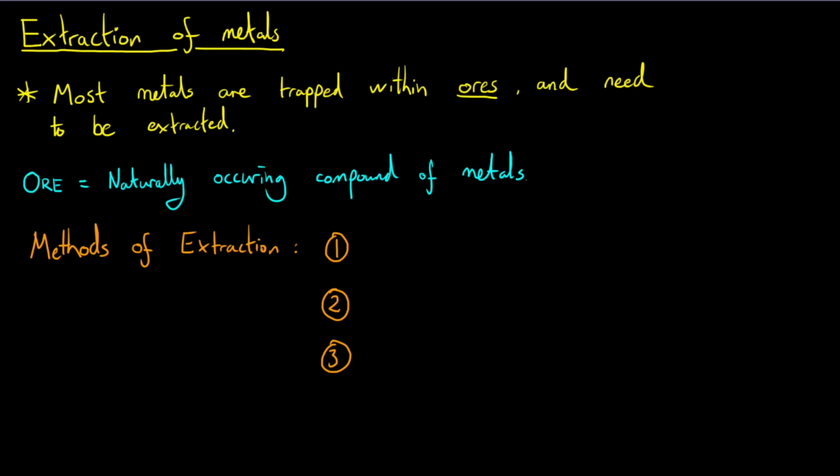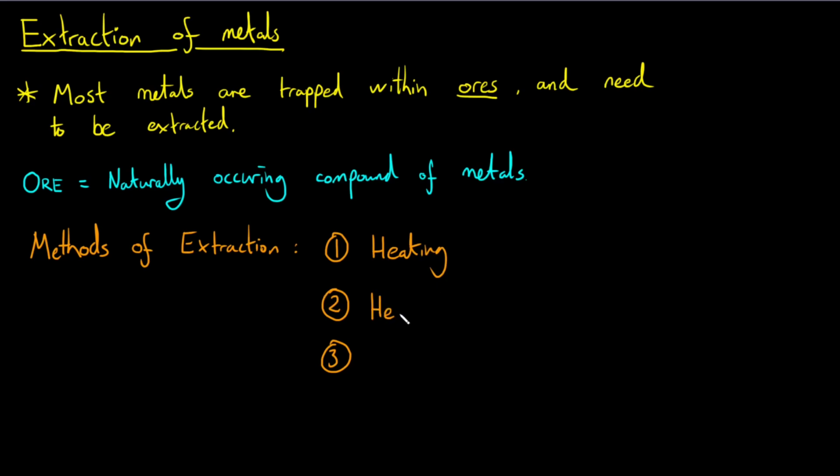Now, there are three ways to extract a metal from its ore, which we're going to look at now. Our first and simplest method of extraction is heating. If I take a metal ore and I heat it up, I can sometimes extract the metal within. Now, I do say sometimes because we've got three methods of extraction, and heating will not work for all of the different metal ores. Sometimes we need a more intensive method of extracting, but heating is the first one.